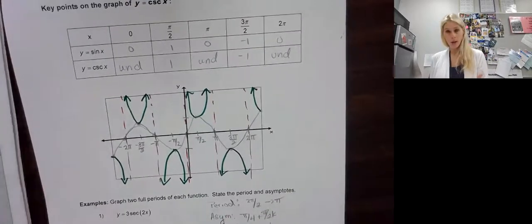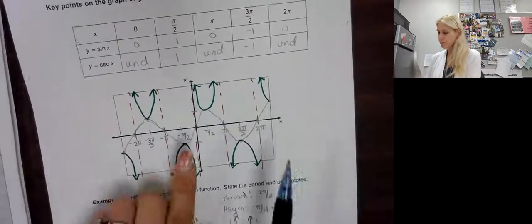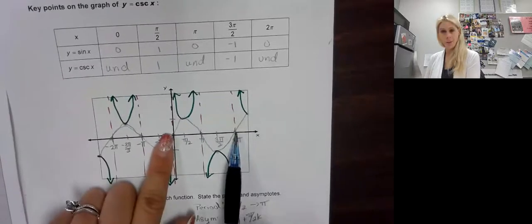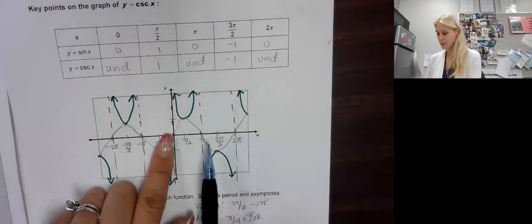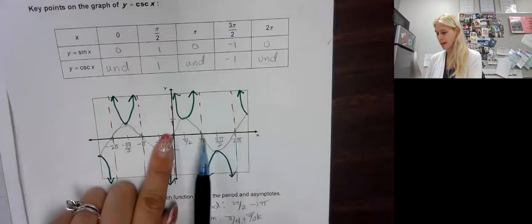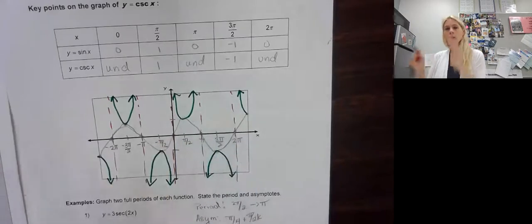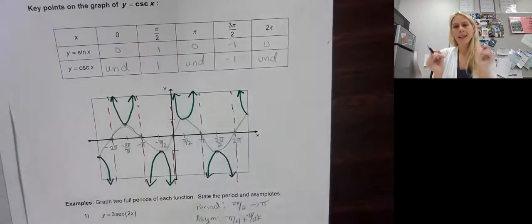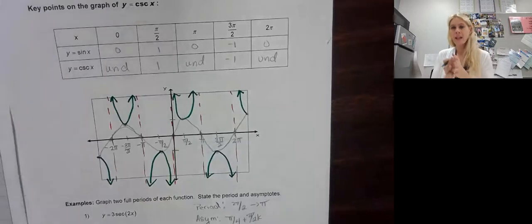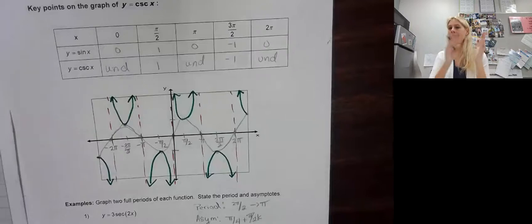Okay, let's talk about asymptotes again. Our full period is 2 pi, but as you can see, I have an asymptote every pi. So for cosecant and secant, we are taking our period, dividing it in half, and adding it on to that first positive asymptote.